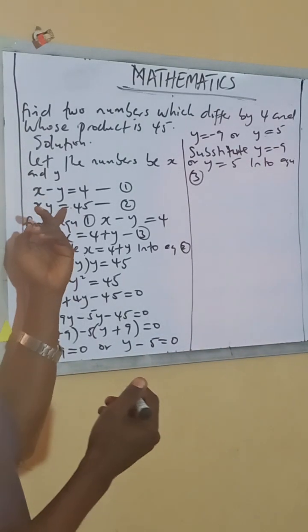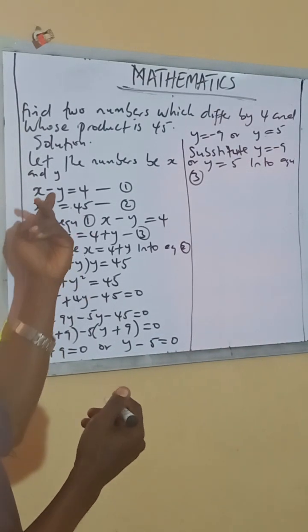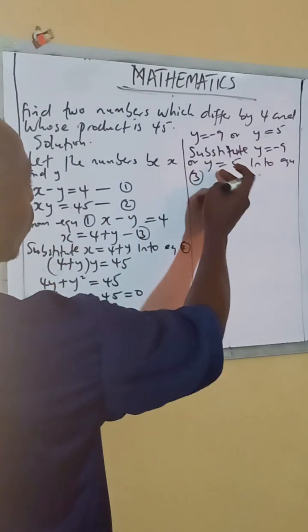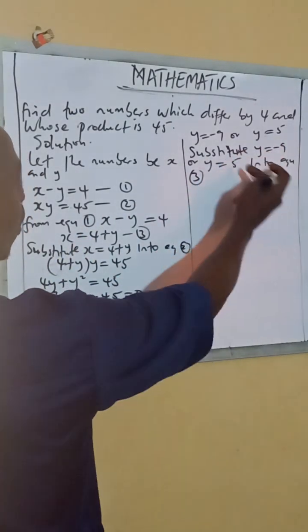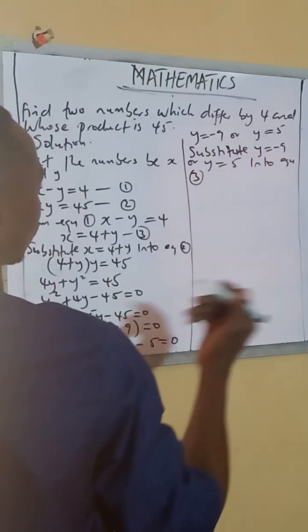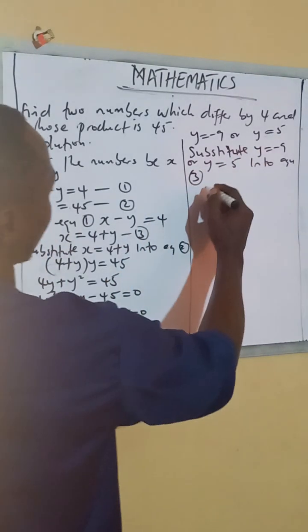But no use this one, we get quadratic. Either I use this one or use 3. So we'll use equation 3. Now anyway we'll see y for equation 3. We'll find out minus 9 or 5. So we'll work them out together. Now let's start with that first one.